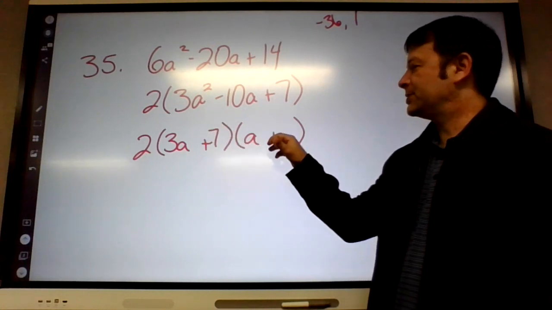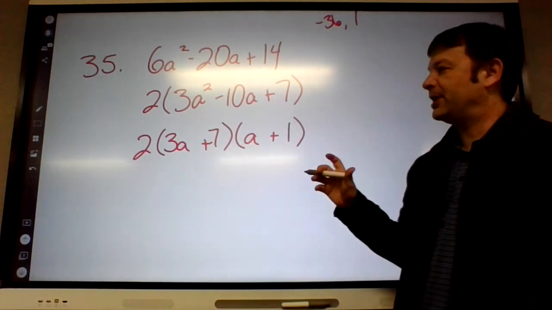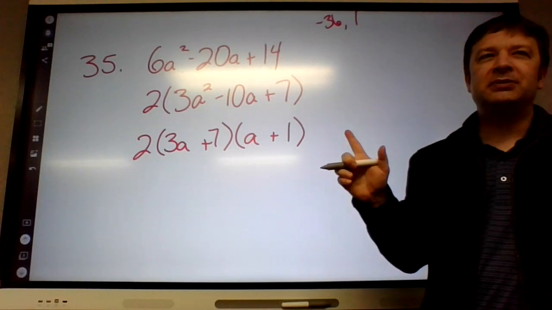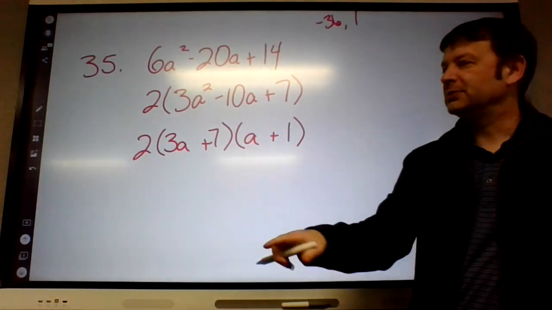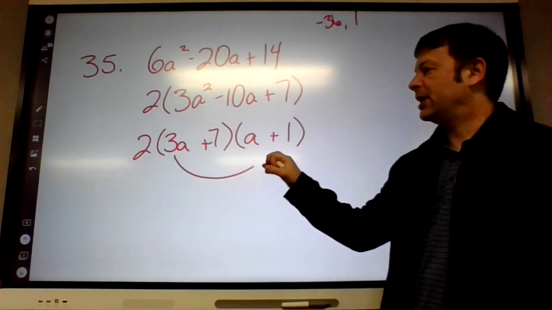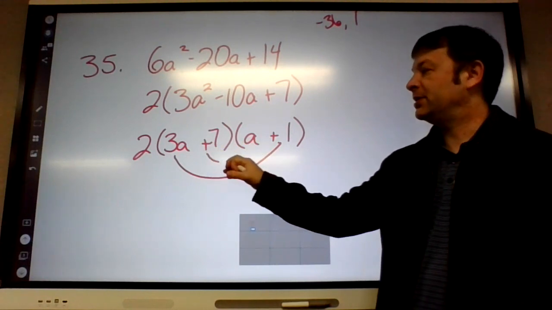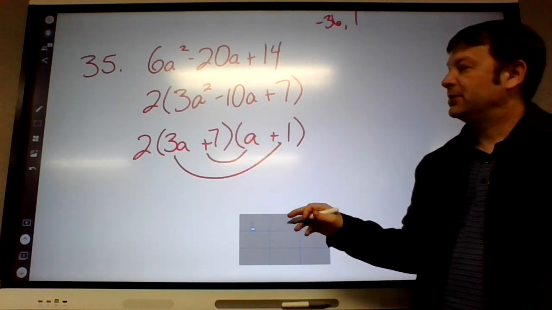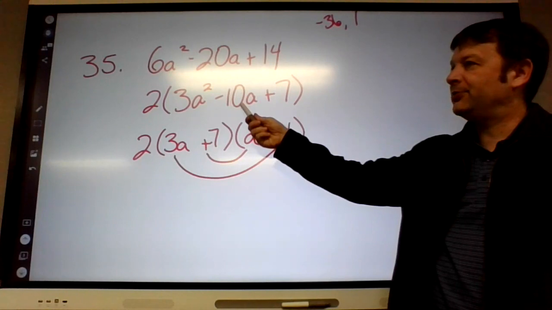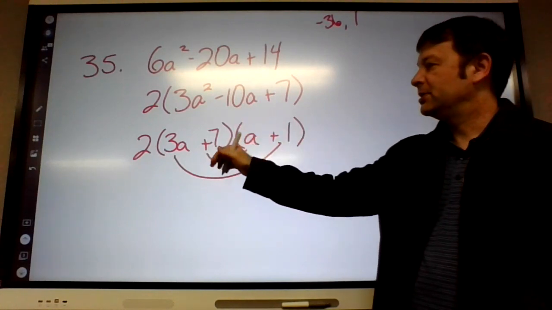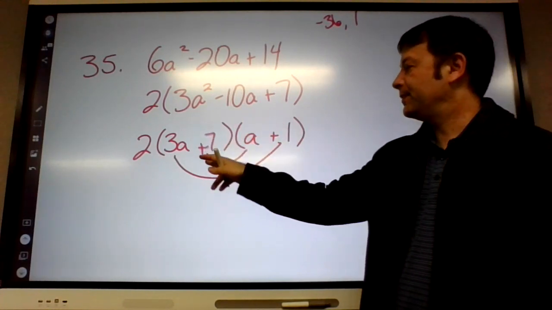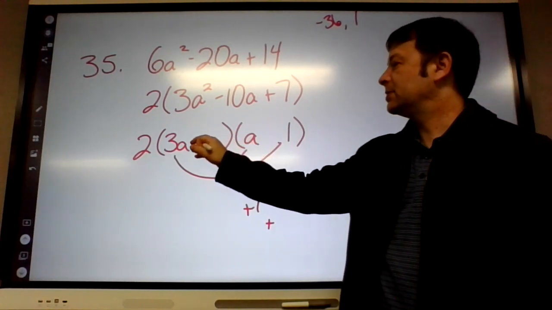Okay. That was a good guess, although this is still a little bit wrong. How do we check? FOIL. Outside is 3a. Inside is 7a. And that adds up to 10a, which is almost what we wanted. We should have been using negatives, right?